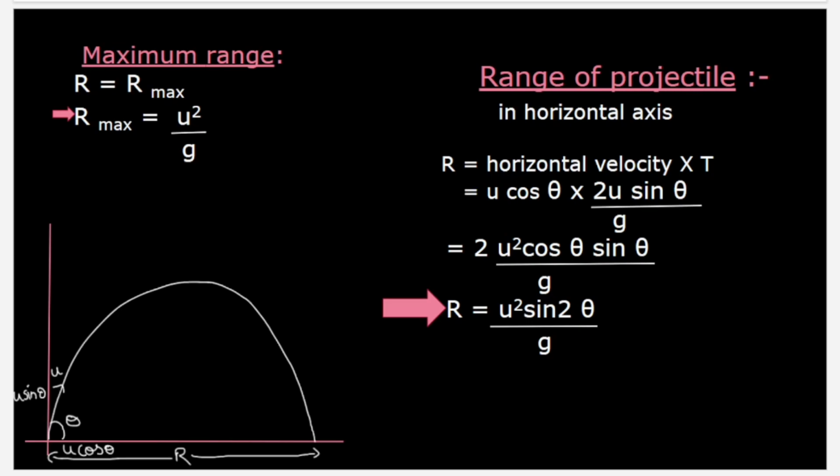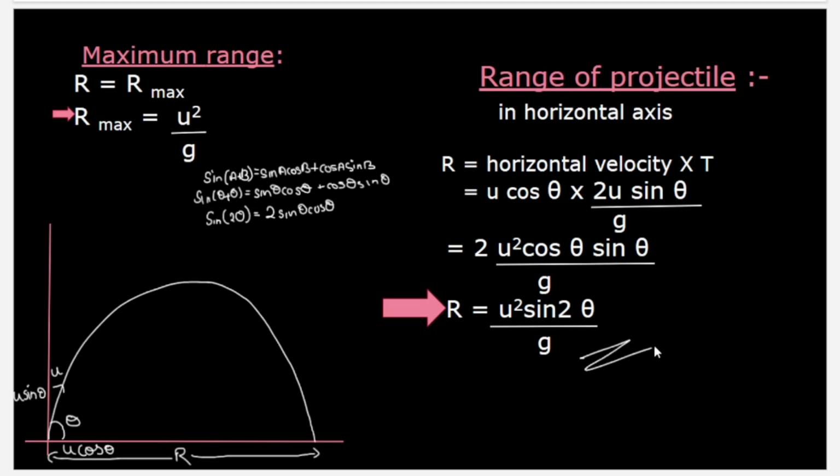From trigonometry, we know that sin (a plus b) is equal to sin a cos b plus cos a sin b. We get sin (theta plus theta) is equal to sin theta cos theta plus cos theta sin theta. Then sin 2 theta is equal to 2 sin theta cos theta. Applying this here, we get R is equal to u square sin 2 theta by g. This is how we derive the formula for range of projectile.